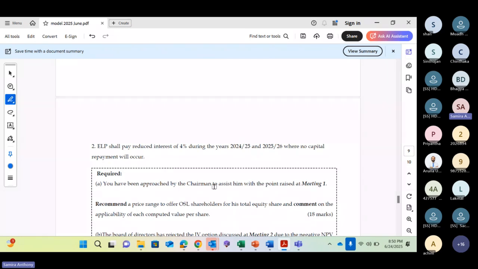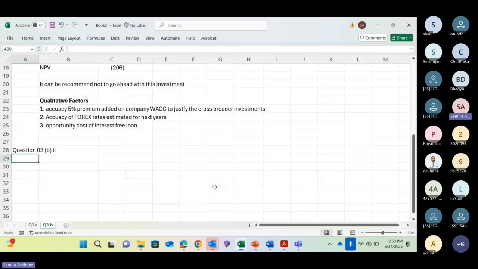Now, how does it affect the WACC? You have to write it down, right? When there is no capital repayment, what will happen? For the first 2 years, the debt value will remain constant. Therefore, there is no change in the debt to equity ratio in the first 2 years. Is that clear, Varuni? Yes, sir. There is no capital repayment in the first 2 years as per the moratorium. That means no change in the debt to equity ratio in the first 2 years. Is that clear?